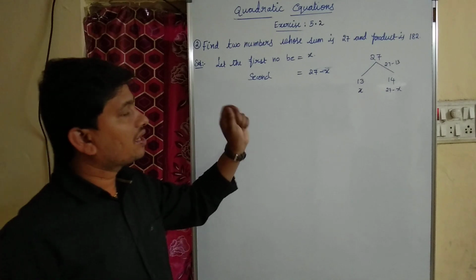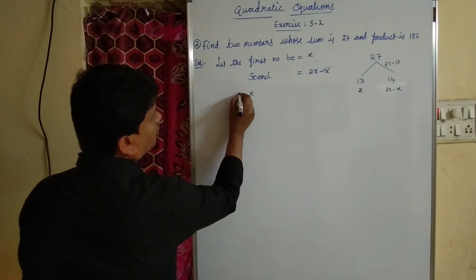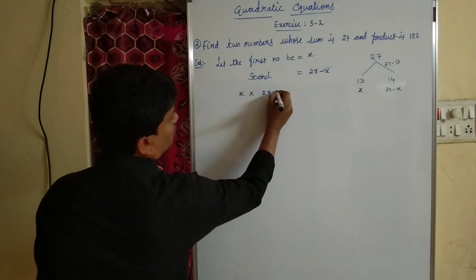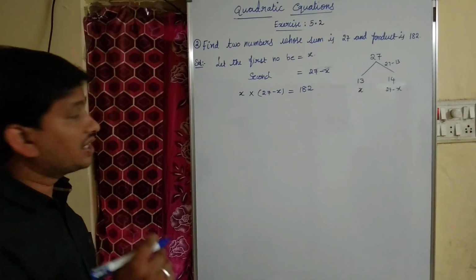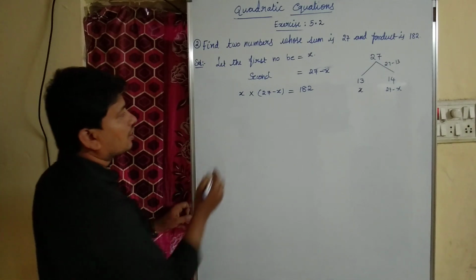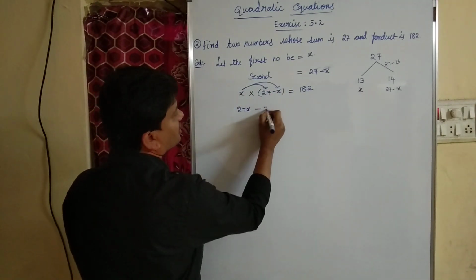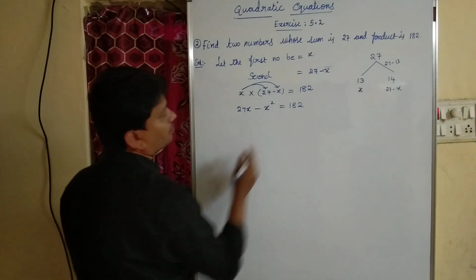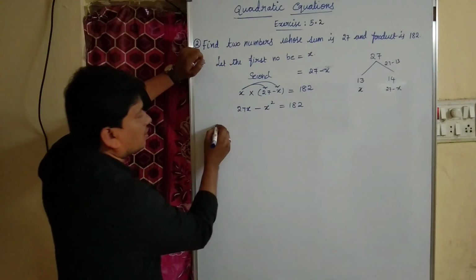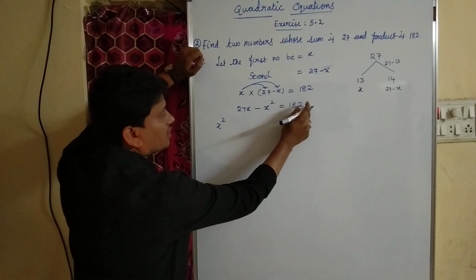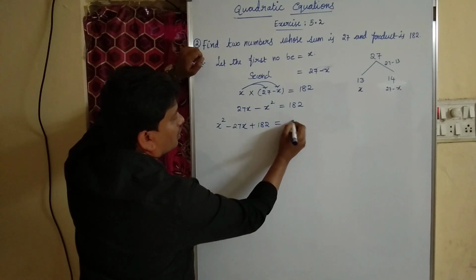Now the second statement, and product is 182. Product means multiplication, right? One number is x and the second number is 27 minus x, and their product is 182. So x into (27 minus x) equals 182. Now 27x minus x square equals 182. As we have minus x square here, transpose it to the right-hand side and it becomes plus x square. Transposing 27x, it becomes minus 27x. So x square minus 27x plus 182 equals 0.